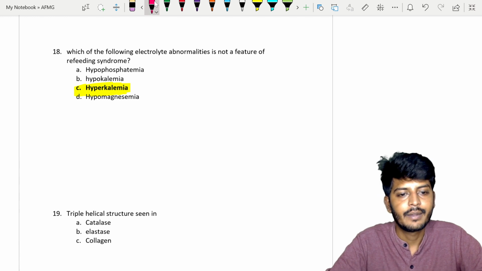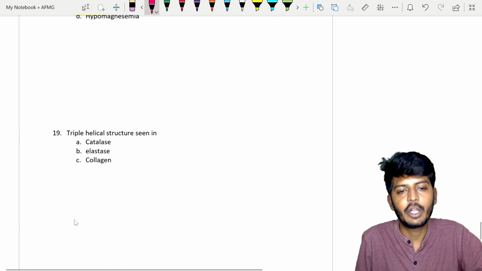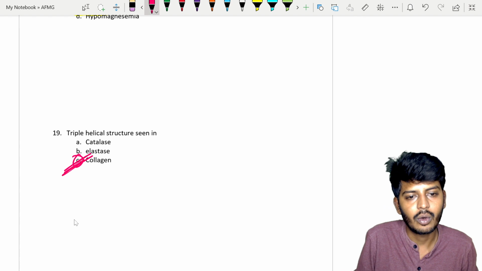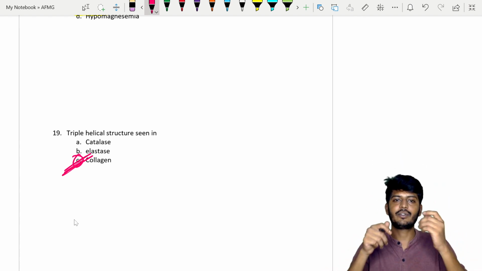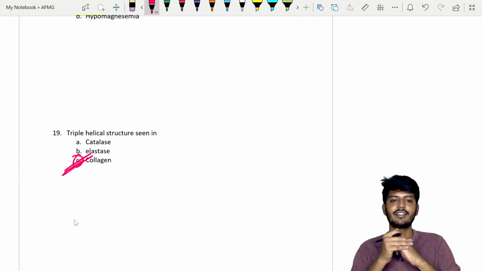Okay. Now, triple helical structure is seen with which of the following proteins? Three helices are present in collagen. Triple helices are present in collagen. So, this is a braided protein which we have discussed in the class also. Collagen is a twisted and braided protein which consists of three helices, a triple helical structure. So, this is the story of your biochemistry questions.